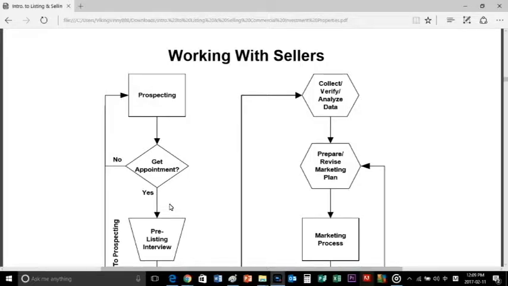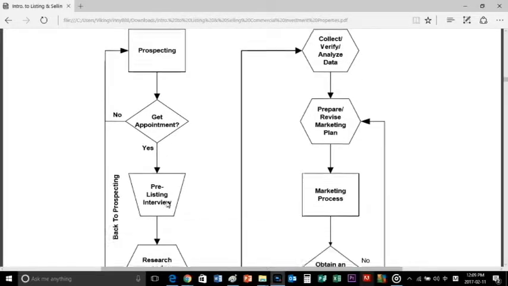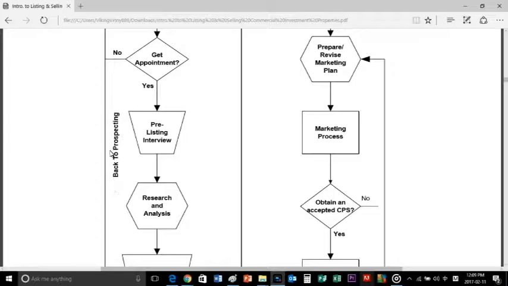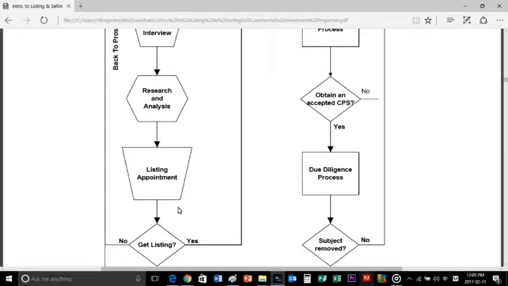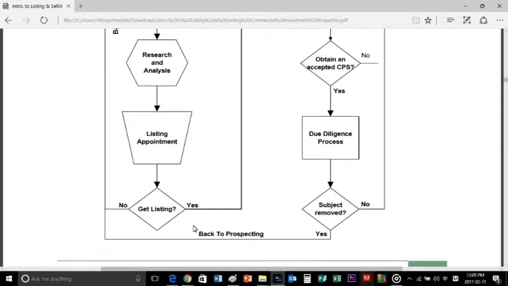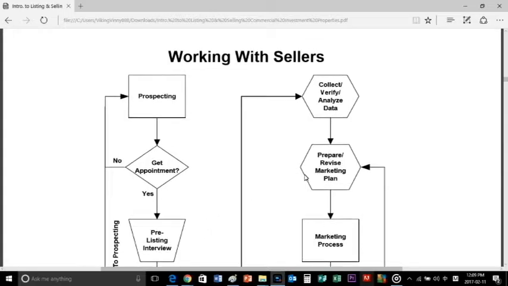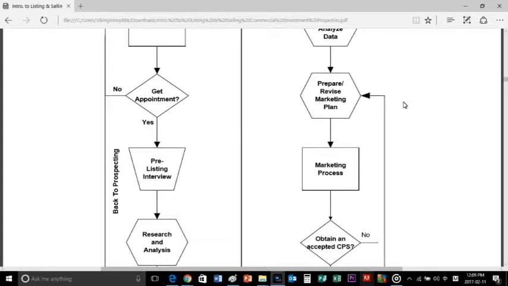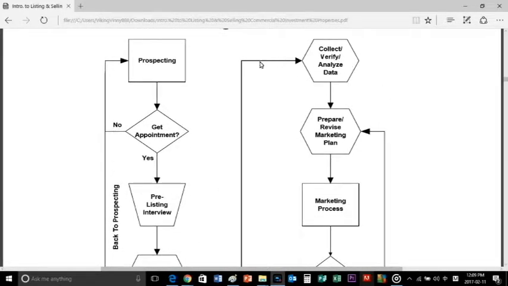If it's yes, you go to the right here. You go down. This is called back to prospecting. Pre-listing interview. Go down. Research and analysis. Listing appointment. Get the listing. Yes or no. Wow. We have another one here on the right-hand side. Oh yeah, this is a continuation.